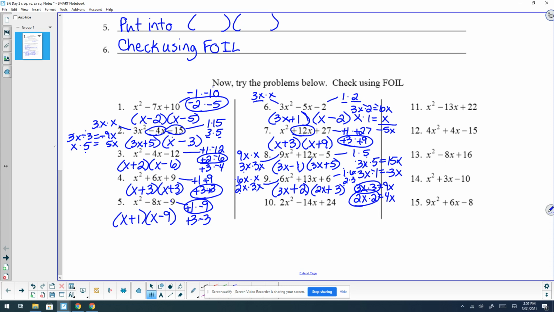This is the first time that we have found something that looks like it might have a GCF. So let's look at this. The only thing I can divide 2 by is 2. So is 14 and 24 divisible by 2? Yes, they are, meaning I have a GCF of 2. So I go ahead and take out my 2. 2x squared divided by 2 is x squared. -14x divided by 2 is -7x. +24 divided by 2 is +12.